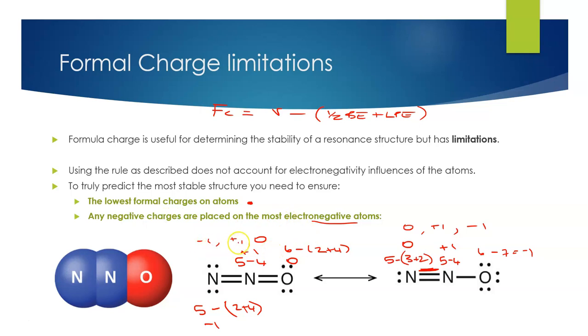Okay, so +1, -1, +1, and 0. Okay, 0, +1, and -1. If we have a look at these, taking into consideration the lowest formal charge on atoms, we have that. And then all negative charges are placed on the most electronegative atoms. In this case, we have that on our nitrogen here, so 1 would be the preferred structure.